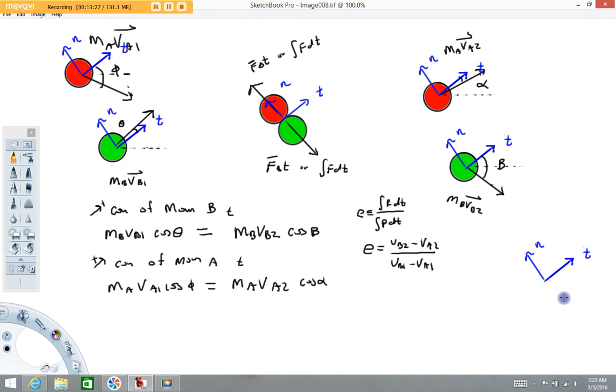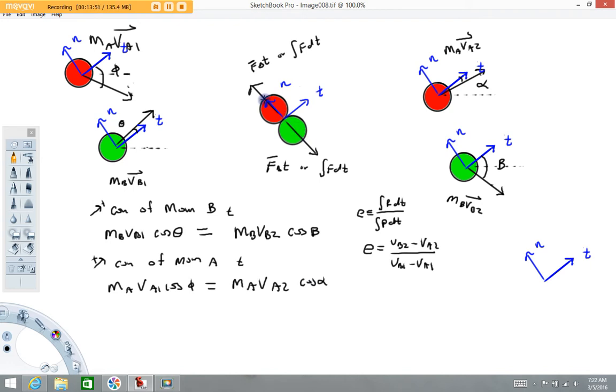All right, so let me just recap what we've been doing here. We've talked about how to write equations in the tangential direction for both of these masses individually. That allowed us to write two more equations here, mB vB1 cosine theta equals mB vB2 cosine beta, and the following for mass A here. Now we're talking about how to write a conservation equation in the normal direction.